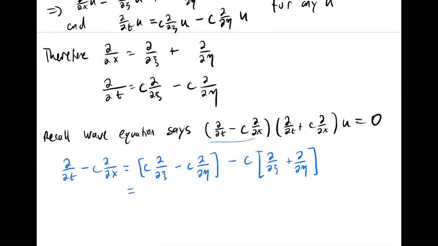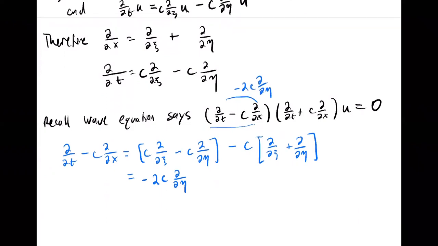And so this is going to simplify. I have two terms which will cancel, which are c times d d xi and negative c times d d xi. And then I also have two terms which will combine. So if you do the algebra here, you end up with minus 2c d d eta. And so this first term only depends on eta. So this is equal to minus 2c d d eta.